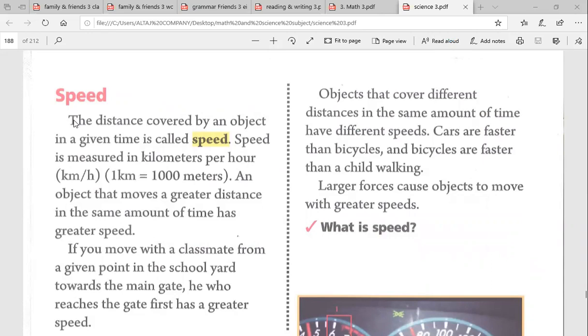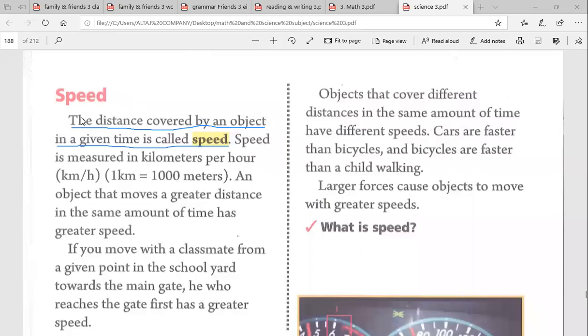Speed: the distance covered by an object in a given time is called speed. Repeat after me and also underline it in your book. The distance covered by an object in a given time is called speed. Full stop.